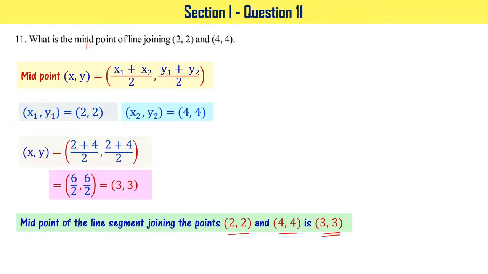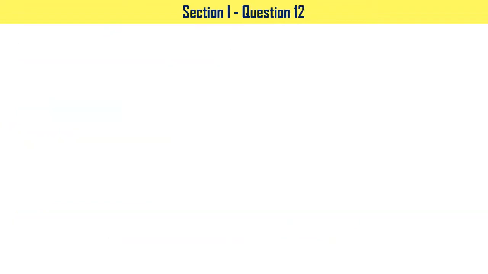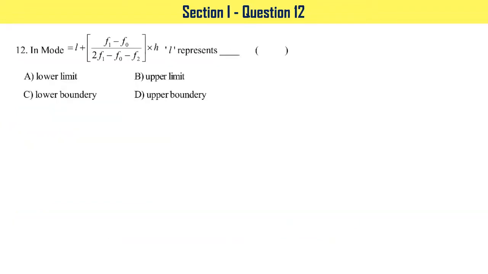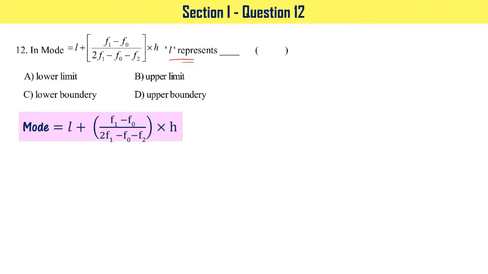Let's go to the next question, that is question number 12. In mode, the equation is given: mode equals L plus (F1 minus F0) divided by (2 times F1 minus F0 minus F2) times H, where L represents what is the question. In the mode formula, L denotes the lower boundary of the modal class, right? It means we know the answer already.